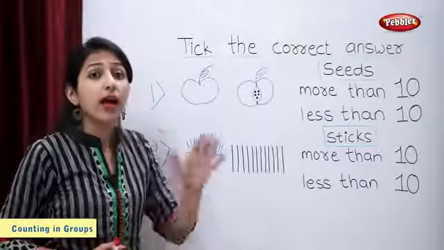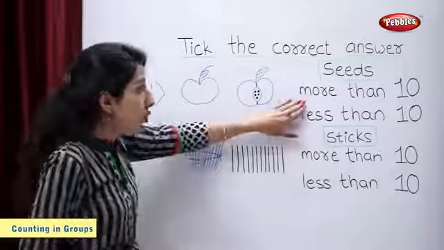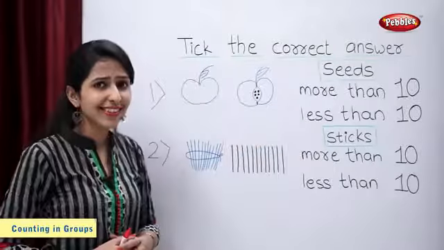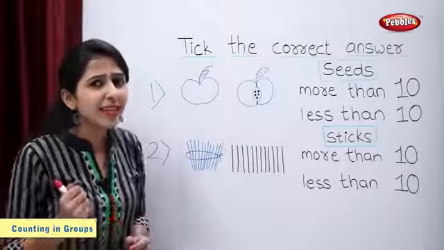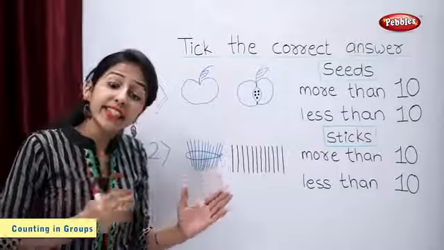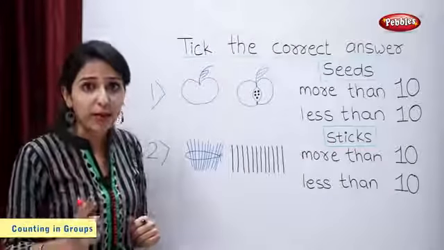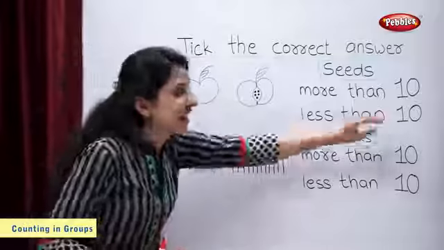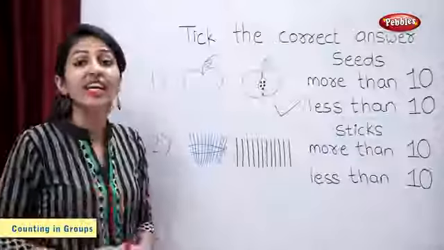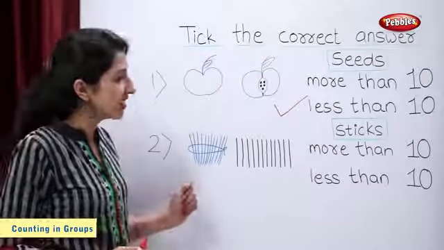Tell me, students, is 5 more than 10 or less than 10? Tell me. Correct. 5 is less than 10. So this apple has less than 10 seeds. Now let us solve this example.